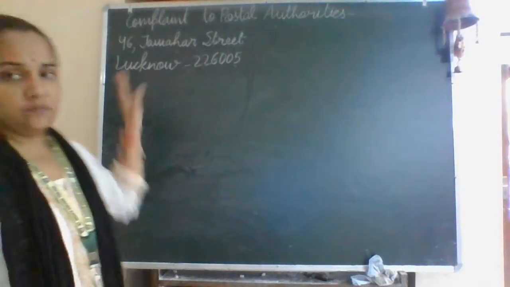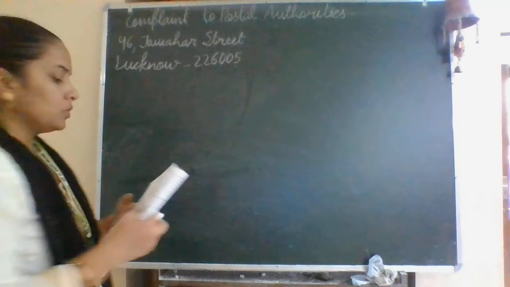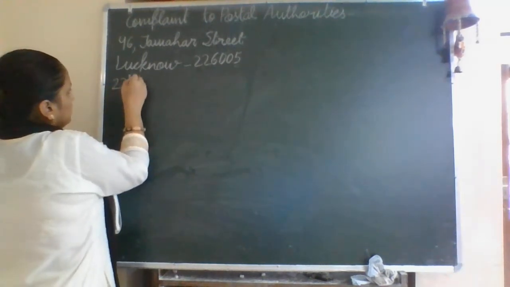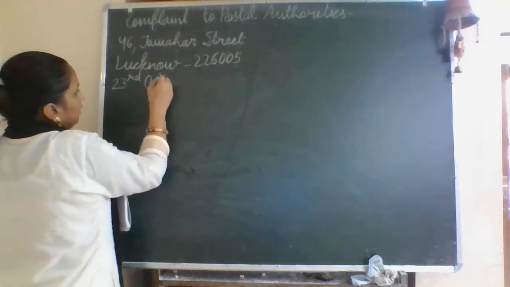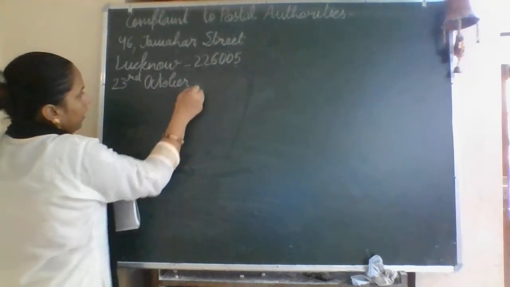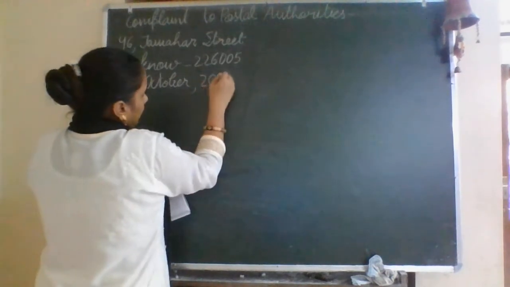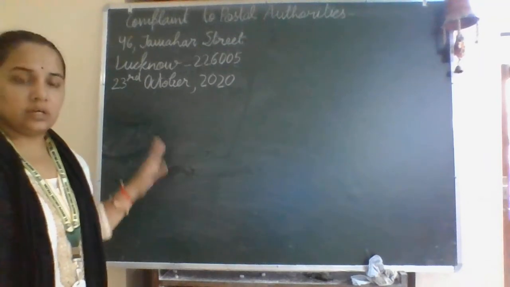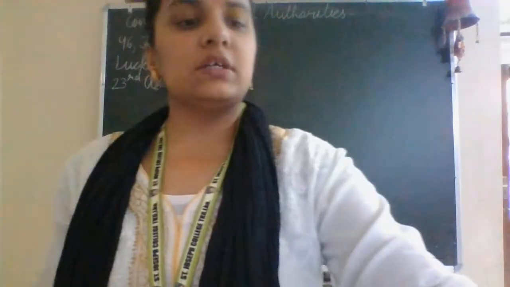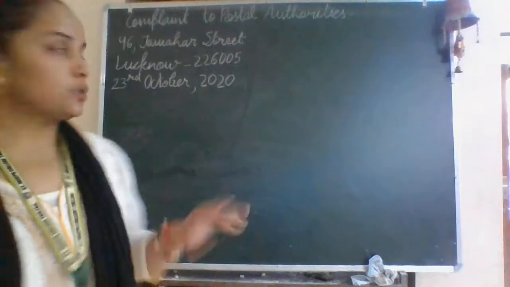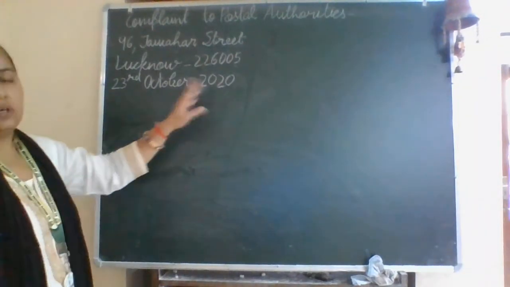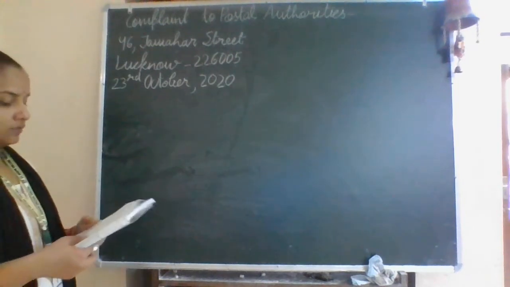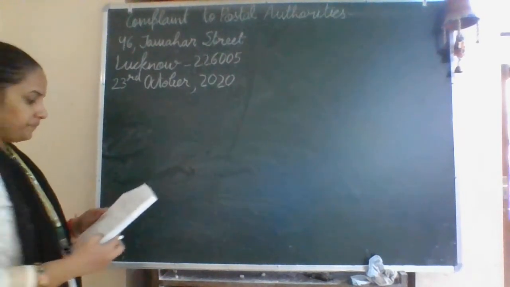Now after this we will write the date. So it is 23rd October 2020. Now this is the most common format for writing the date. If you wish, you can write the date in some other format also. You can write October 23, 2020. That will also be correct, but this is the most common format in which we write the date.